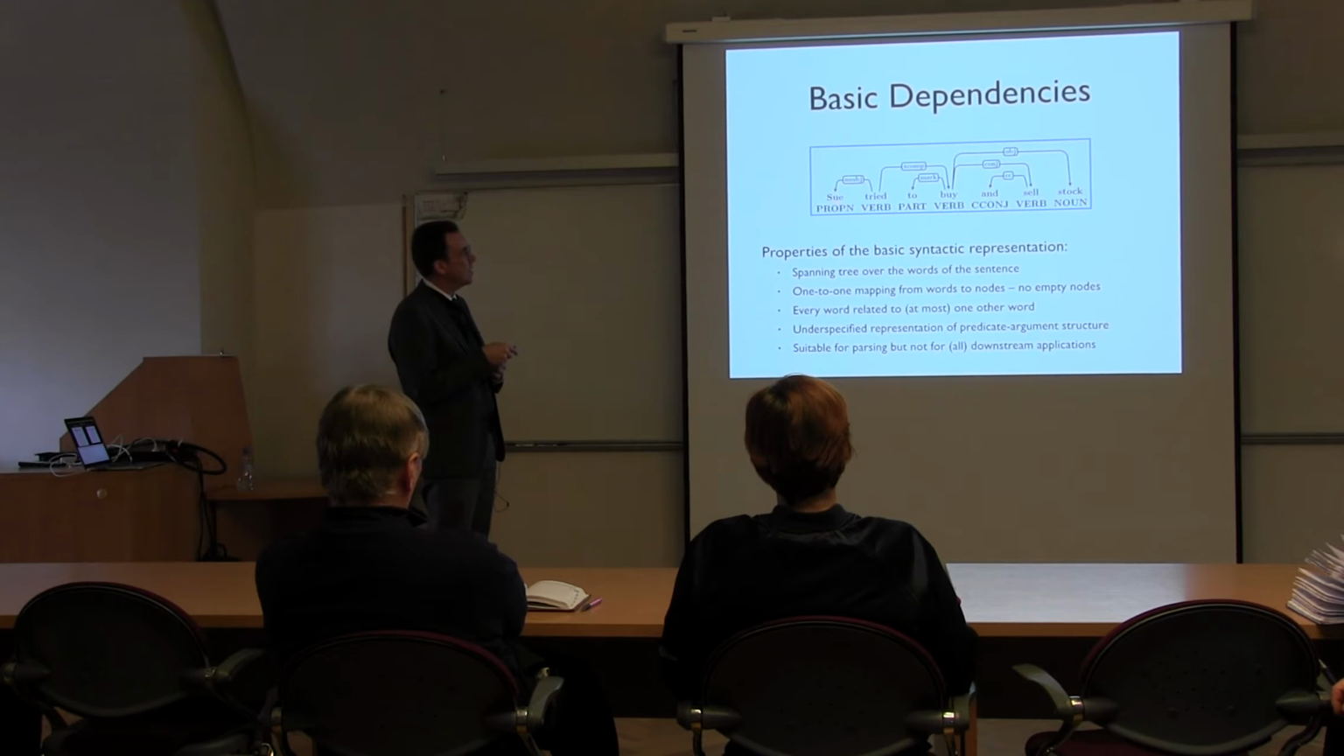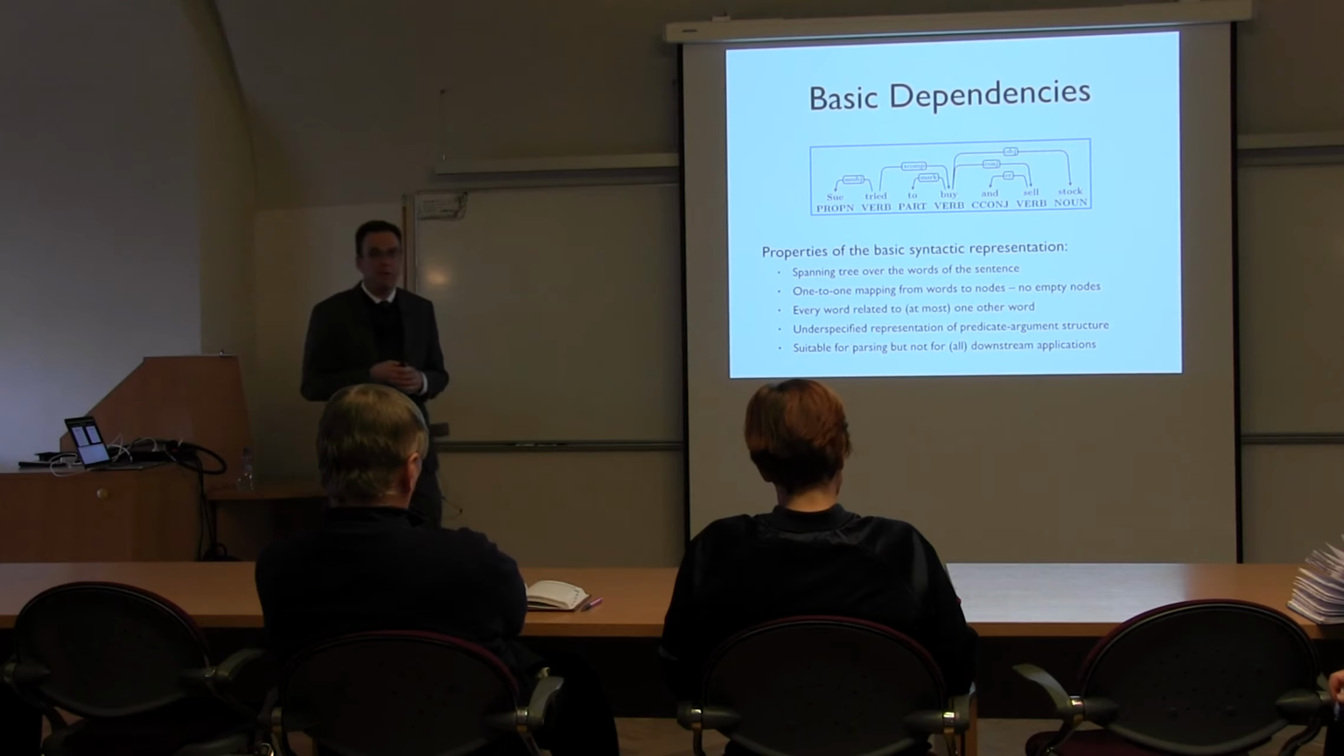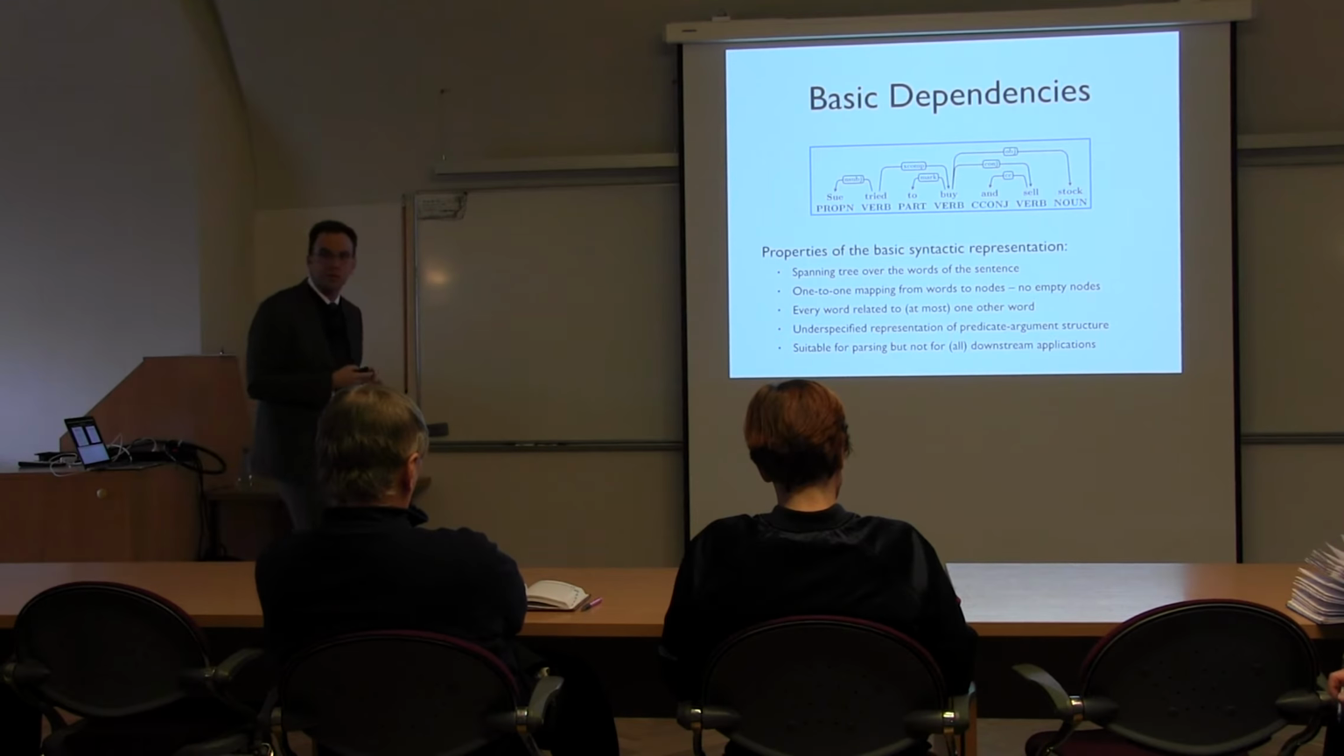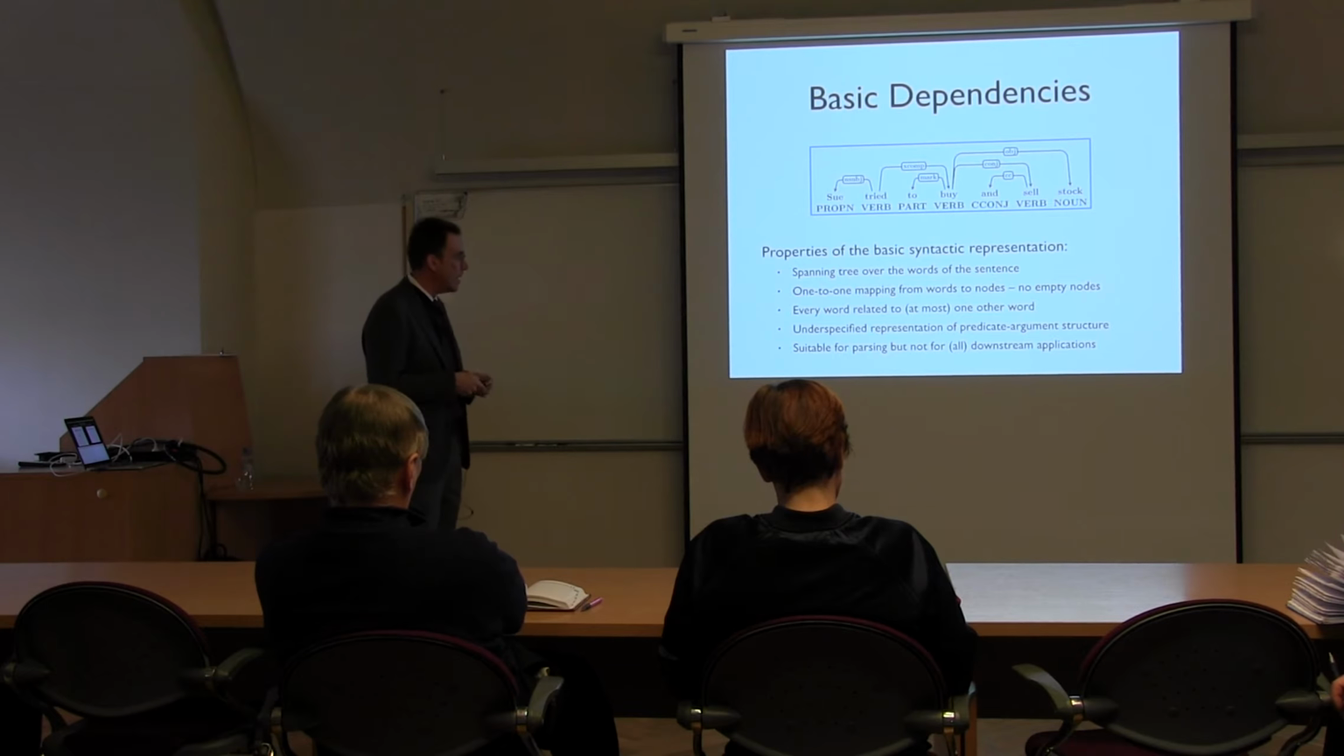Similarly, we explicitly say that Sue is the subject of try, but we don't say that Sue is the subject of buy and of sell, even though we know that that follows from this grammatical structure because try is a control verb, right? Subject control verb.